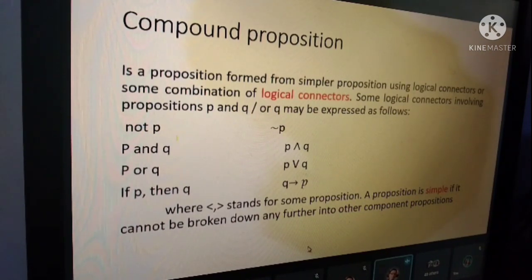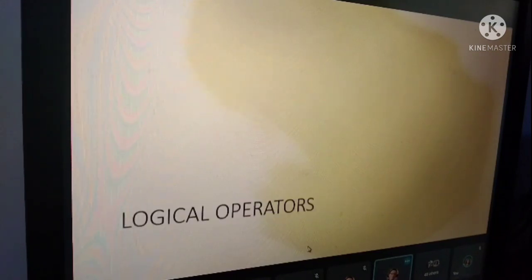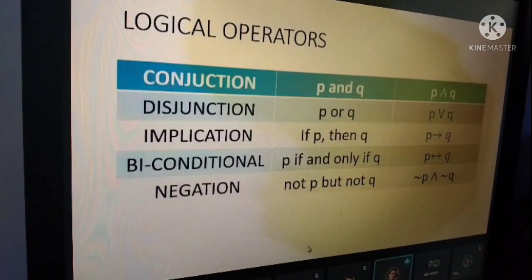So, this is not P, P and Q, P or Q, if P then Q, where P stands for proposition. A proposition is simple if it cannot be broken down further into other components of propositions. So logical connectors. So ang P and Q ay tinatawag na nating conjunction. So pwede mo ito siyang basahin P and Q or P conjuncts Q.